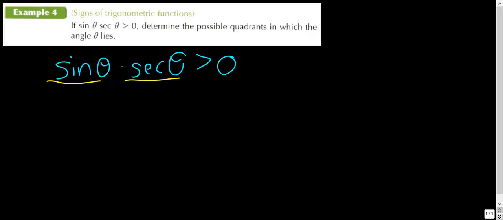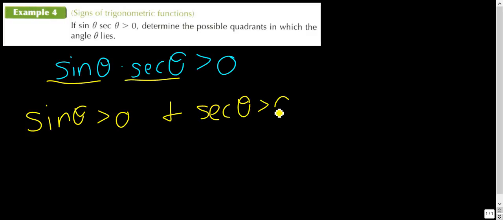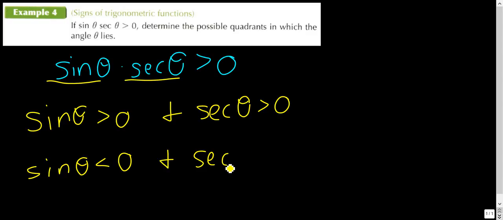If we have two things multiplied together to make a positive number, either sine of theta is greater than 0 and secant of theta is also greater than 0, or the sine of theta could be less than 0 and the secant of theta could also be less than 0. So either both values are going to be positive, meaning a positive times a positive makes a positive number, or both values have to be negative, meaning that a negative times a negative would make a positive. So we want to check and see exactly when this is going to occur.